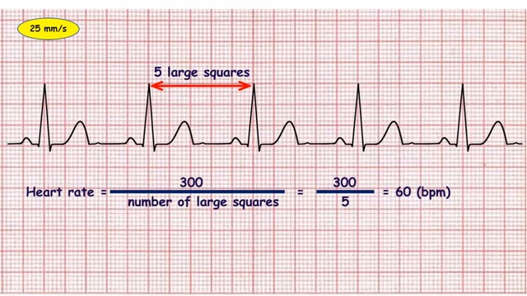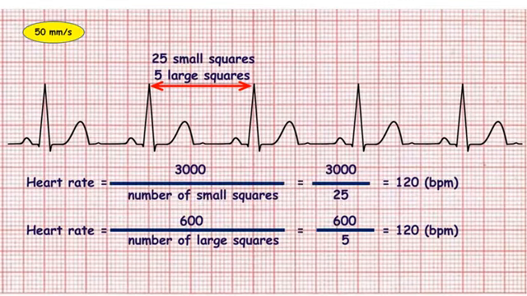Also, you can calculate the number of large squares. Then, divide 300 by the number of large squares. If ECG speed is 50 mm per second, divide 3000 by the number of small squares or divide 600 by the number of large squares.